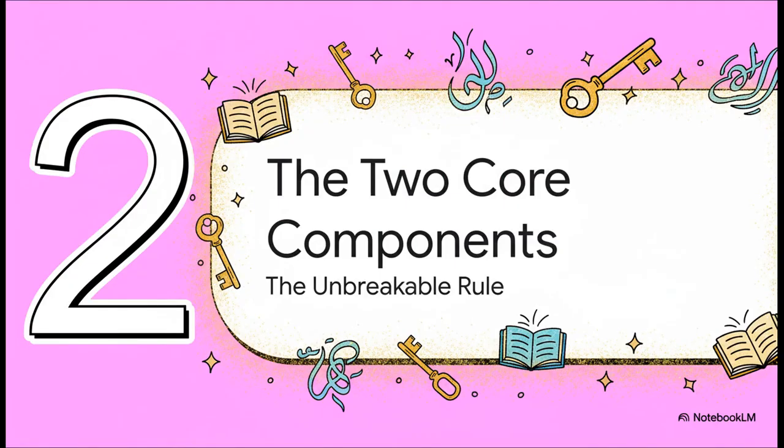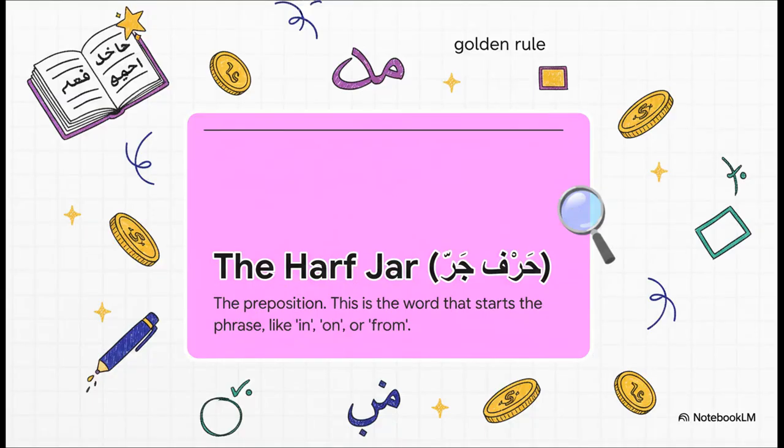So let's really zoom in on those two parts, because if you get this, you've pretty much mastered the whole concept. And yeah, this is where we get to that one unbreakable rule I was talking about. First up, you've got the harf-jar. Harf can mean word or letter, and jar is basically the job it does. These are the little workhorse words. You know, in, on, from, to. There's a specific group of them, and once you start recognizing them, you'll see them everywhere.